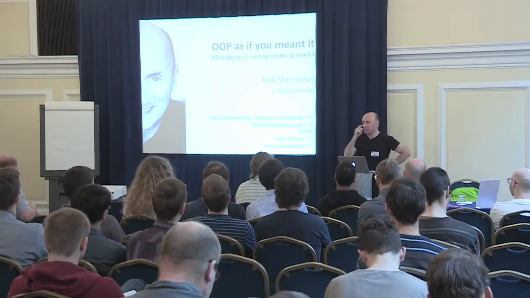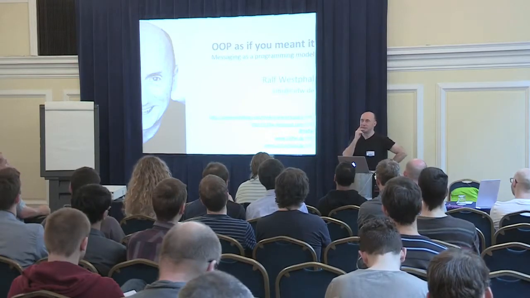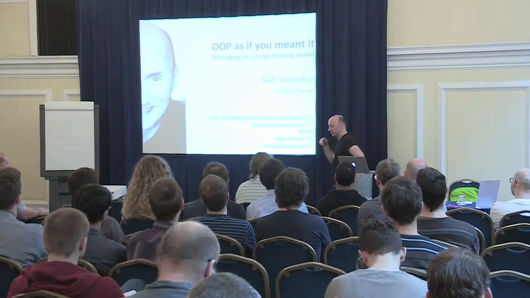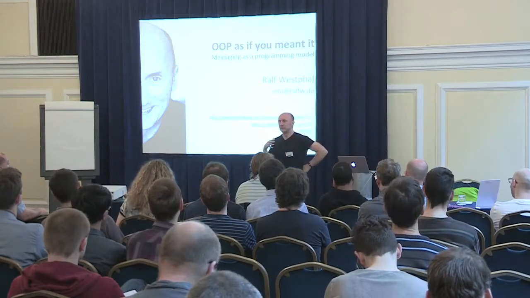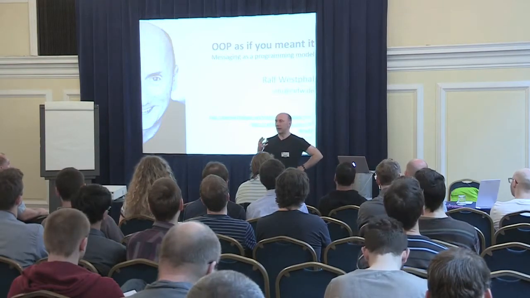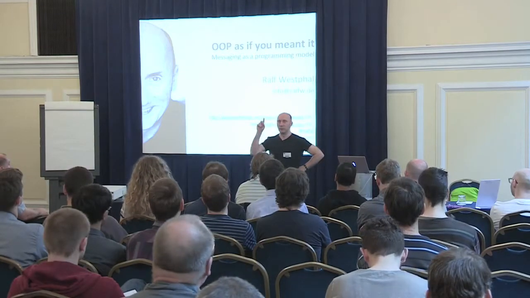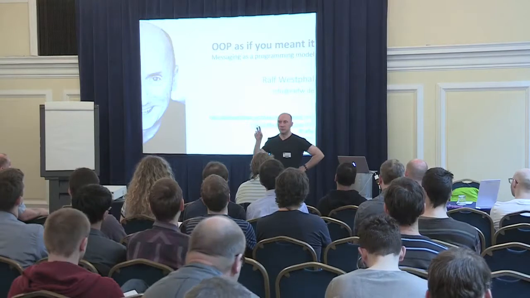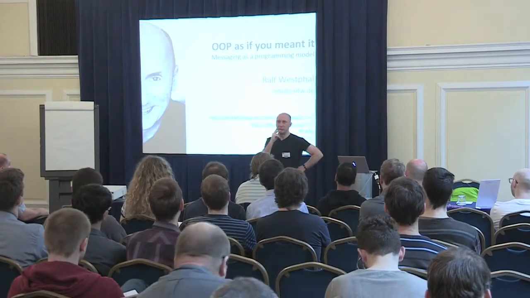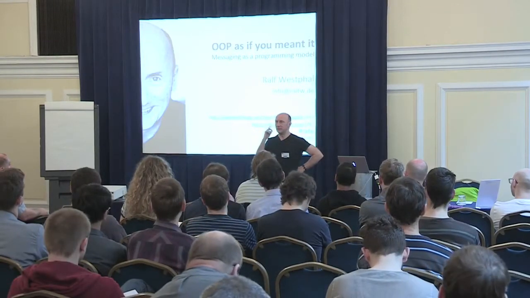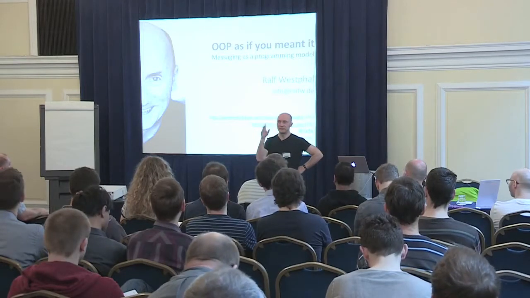But I want to ask a question up front. What's for you the most important aspect of object orientation? How would you describe it in a bullet point list of attributes? What's object orientation to you? Anybody? Just fire out the words.